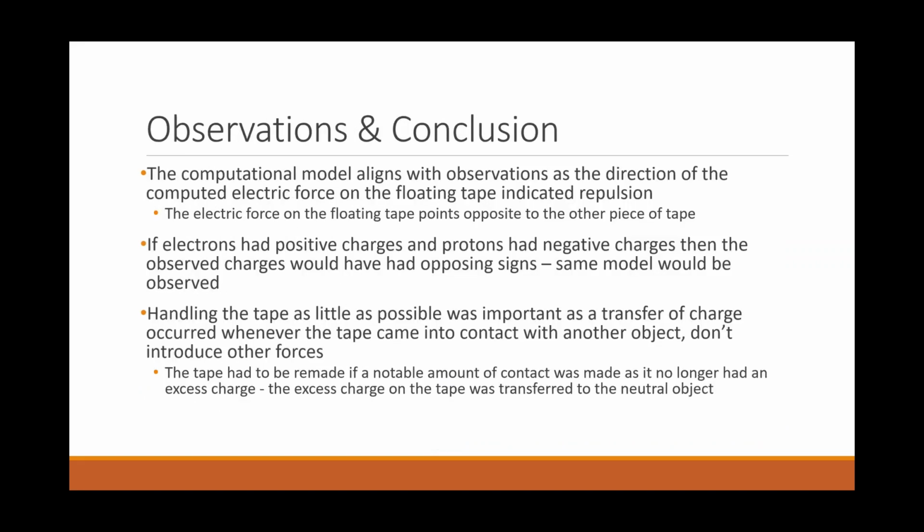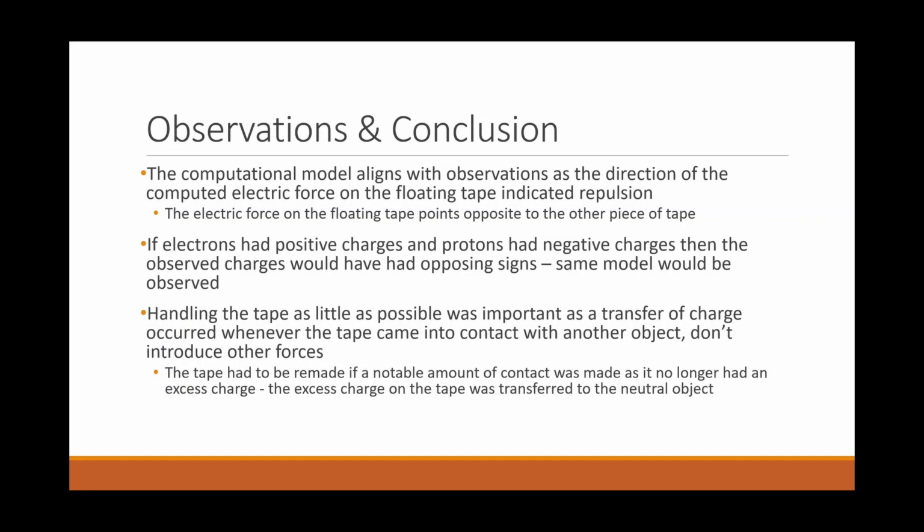My observations and conclusions were that the computational model aligned with observations, as the direction of the computed electric force on the floating tape indicated repulsion. The electric force on the floating tape pointed opposite to the other piece of tape. If electrons had positive charges and protons had negative charges, then the observed charges would have had opposite signs. Everything would have been opposite, causing the model to be the same because everything was reversed.